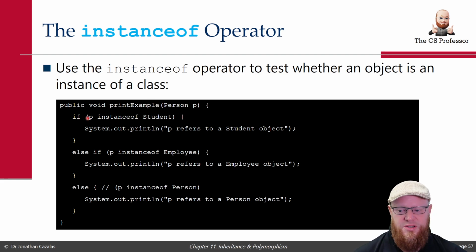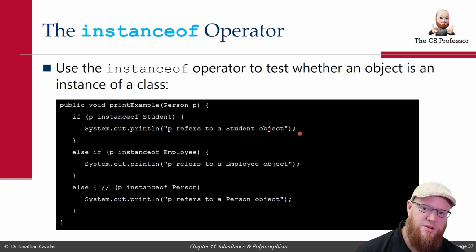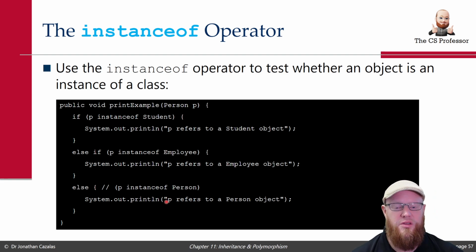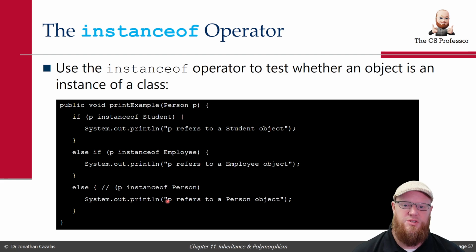So here, notice how we can use this instanceof. I say if P is an instance of student, then we print, oh, P refers to a student object. It's just a teaching example. Else, if P is an instance of employee, we print P refers to an employee object. Else, finally, we could then print, no, P is not a student object or an employee object. Rather, P was just a generic person object.